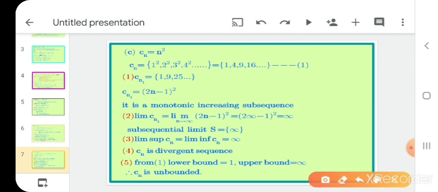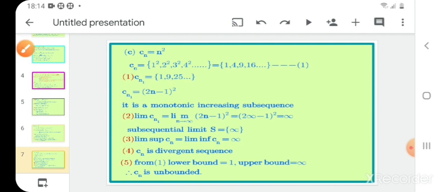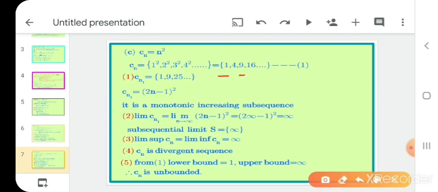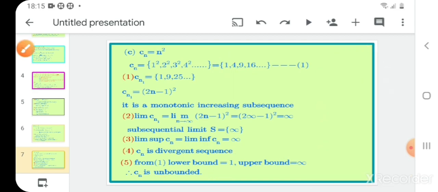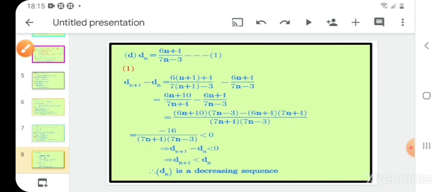Last point, is it bounded or not? Okay. What are the elements of the given sequence? 1, 4, 9, 16 and so on. What is the last value? Plus infinity. That means no upper bound. In plus infinity, which value, how much value, we can't say. So this sequence has no upper bound, only a lower bound. Therefore it is unbounded. See here, the lower bound is 1 and the upper bound is infinity. So Cn is unbounded. Last one, this is the important sum. See here, what is the sequence given?